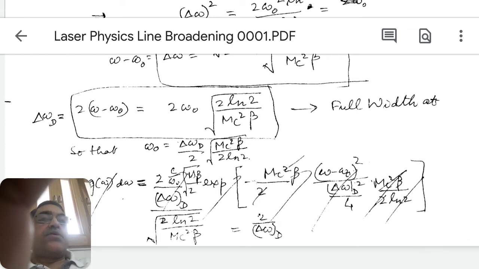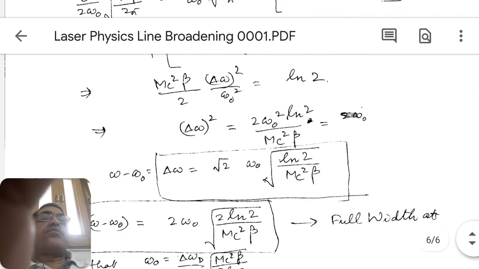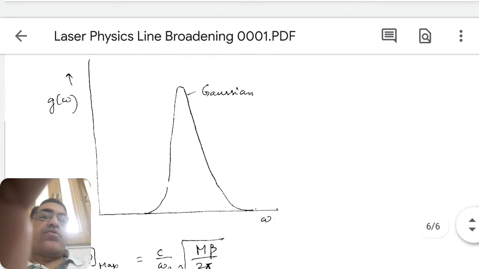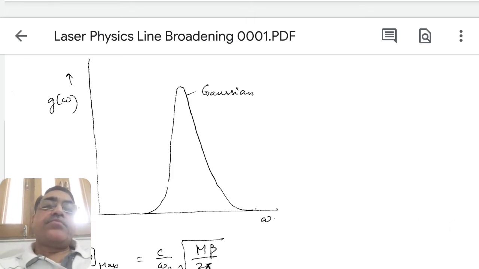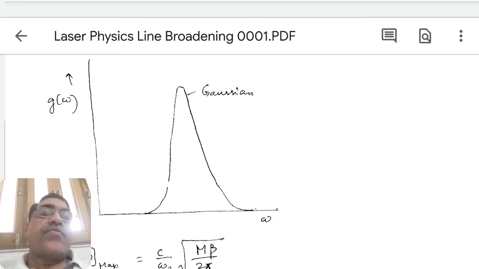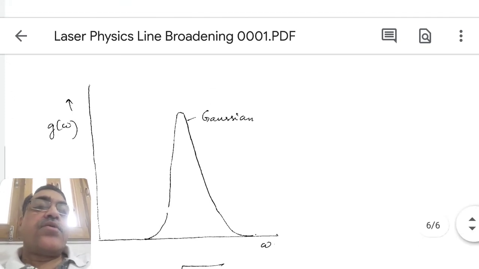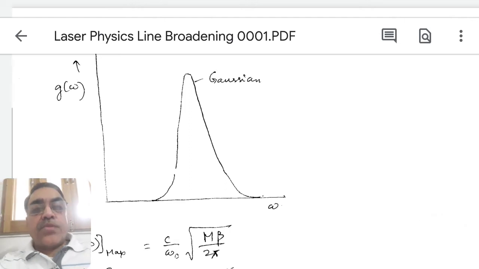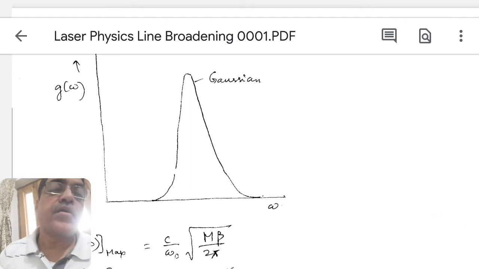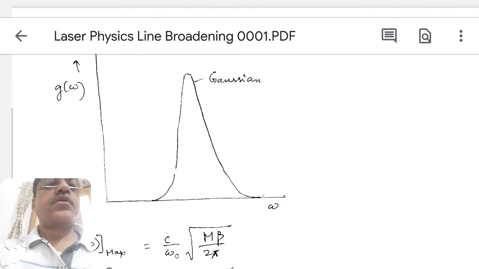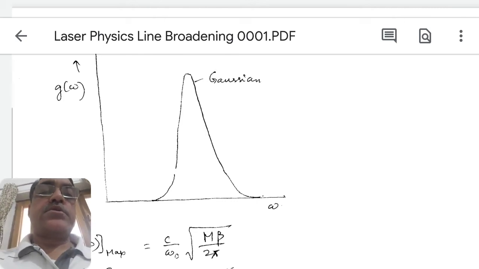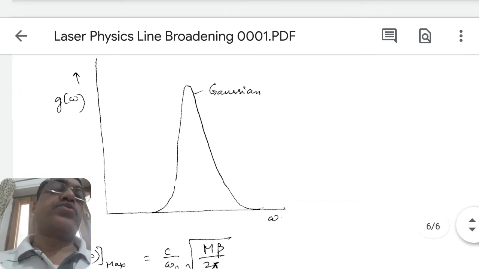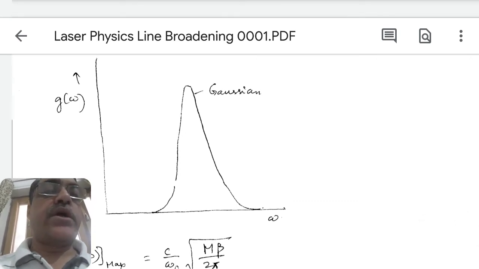So we have seen the properties of line width of a Gaussian beam, which is the behavior of a typical laser beam, and it is the most probable behavior, and we see that most of the energy is contained in this mode.